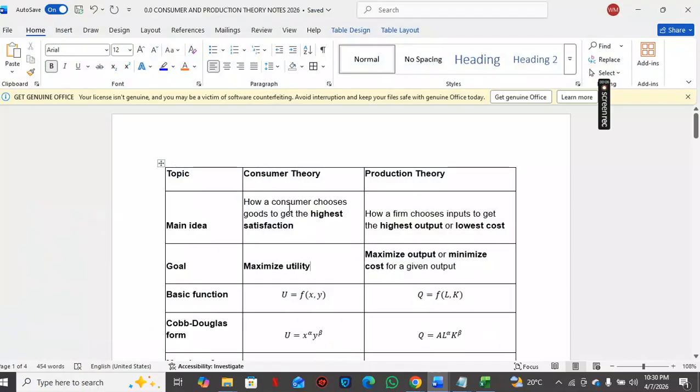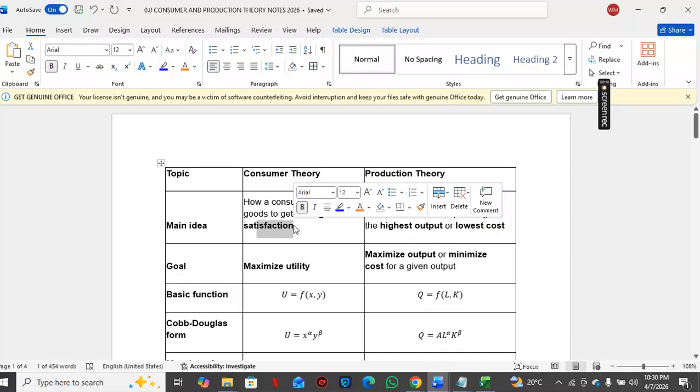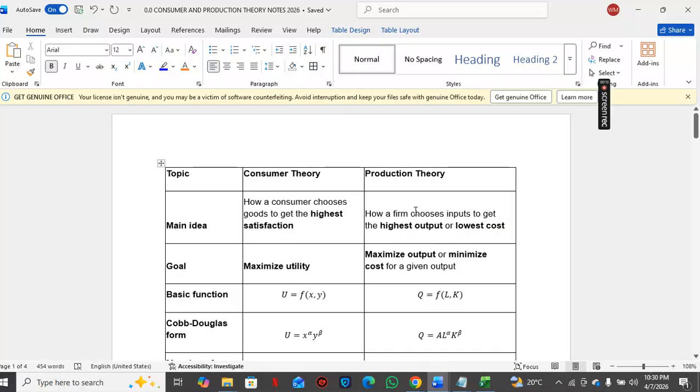Consumer theory is about maximizing utility, getting the most satisfaction. Production theory is about making more, higher output, or lowering costs. So the goal for consumer theory is to maximize utility, to maximize your satisfaction.